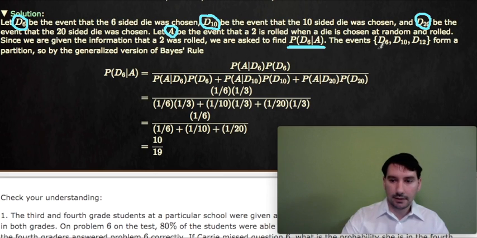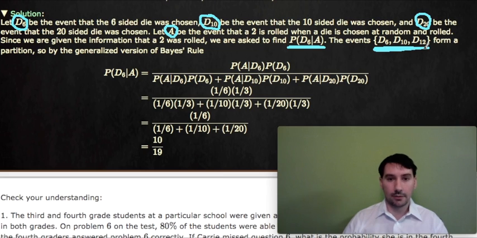And the events D6, D10, and D20 form a partition, because we know one of those is going to happen, and it's only possible that exactly one of those happened. So either we picked the 6-sided die, or the 10-sided die, or the 20-sided die, and for sure one of those things happened. So hopefully in this example, if you're not familiar with partitions, that gives you a sense of what we mean by a partition. It's just a set of events, exactly one of which will occur.